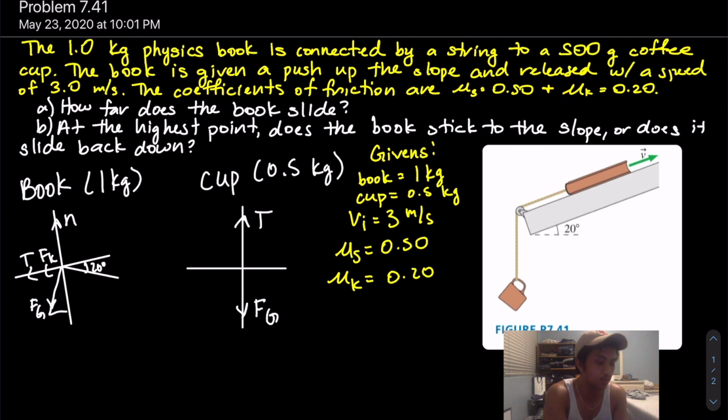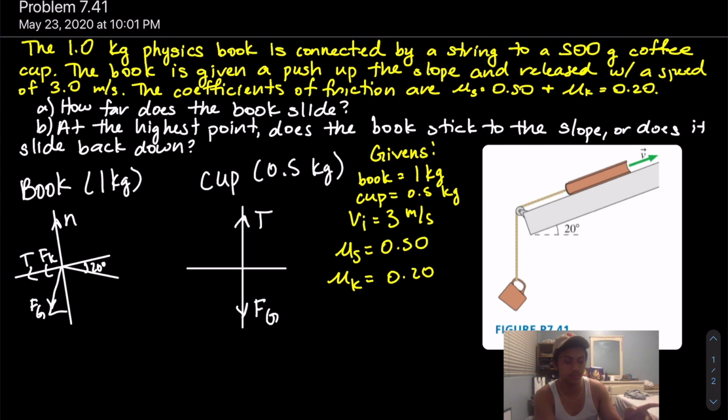The problem says that the 1 kilogram physics book is connected by a string to a 500-gram coffee cup. The book is given a push up the slope and released with a speed of 3 meters per second. The coefficient of static friction is 0.5 and the coefficient of kinetic friction is 0.2. How far does the book slide?